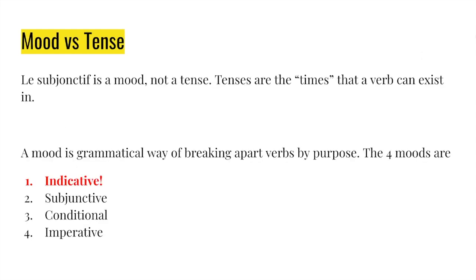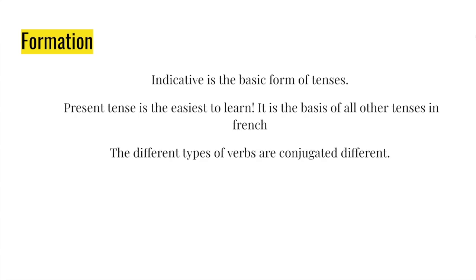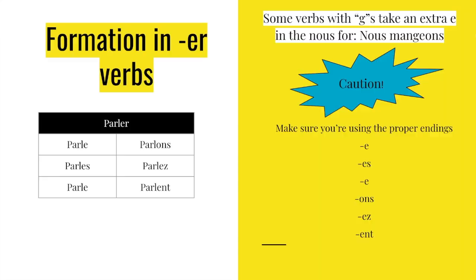The indicative is a mood or a type of purpose for a verb. Within this, there are tenses or times the verb can exist in. There's present, past, future, and different variations of those. The present tense in the indicative is the easiest tense to learn, and all other tenses are based off of this one. The first type of verbs are ER verbs.